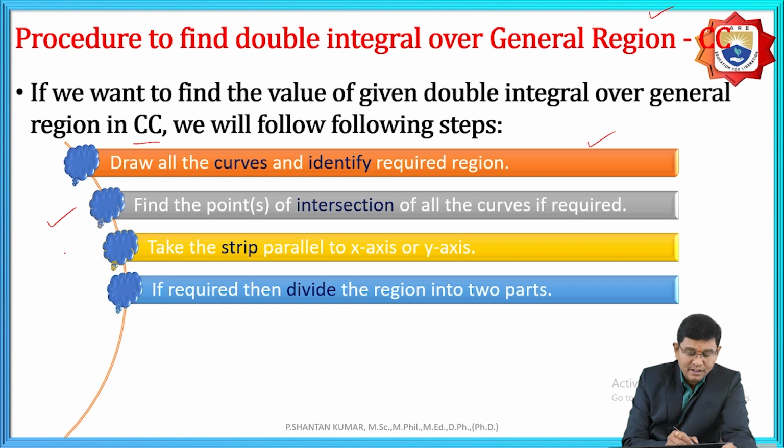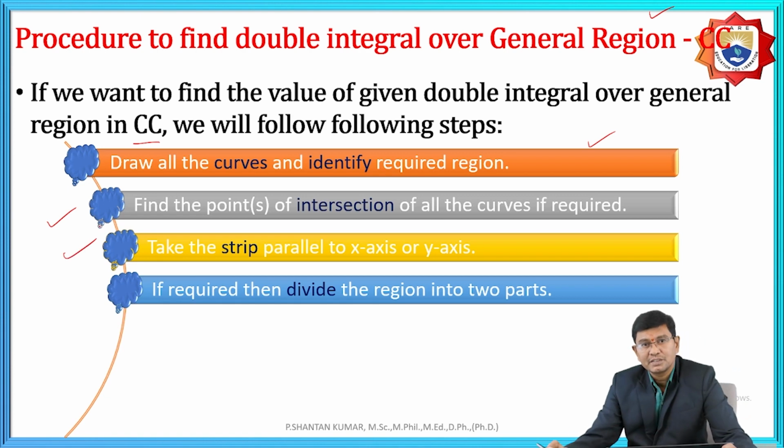And next, if required, divide the region into two parts. Based upon the given curves, sometimes the bounded region is a single region, and sometimes the region has two parts, depending upon the given equations. Sometimes, for example, y is equal to x, x plus y is equal to 2, and y square is equal to 4x.